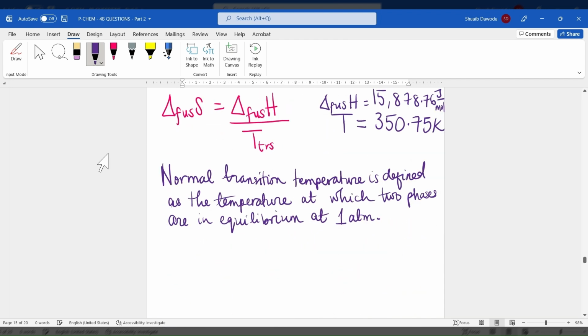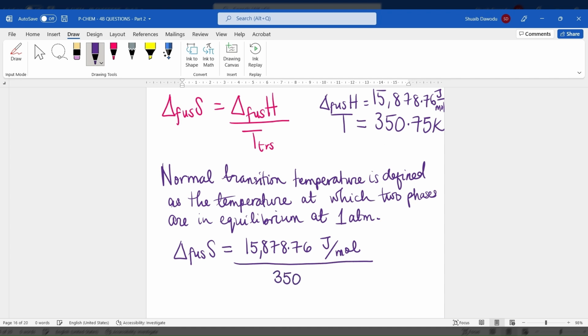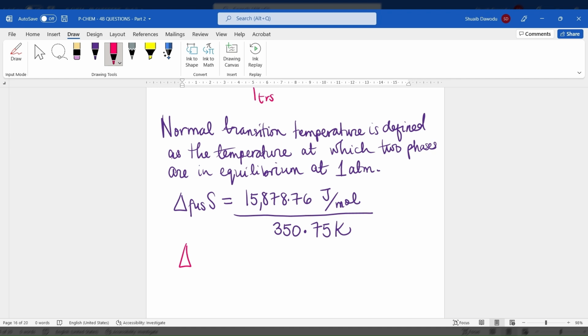So doing the calculation, the entropy of fusion is going to be 15,878.76 joule per mole divided by the transition temperature, or temperature of fusion, 350.75 Kelvin. So when we do this, we input the information in our calculator, we end up getting the entropy of fusion to be 45.2709 joule per mole Kelvin. So that's what we get.